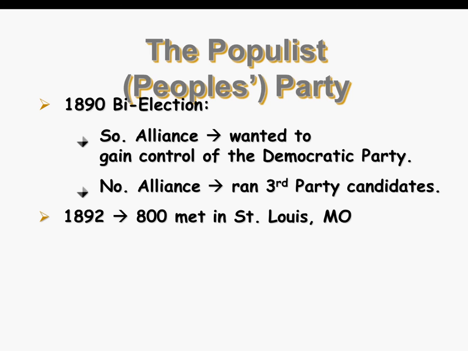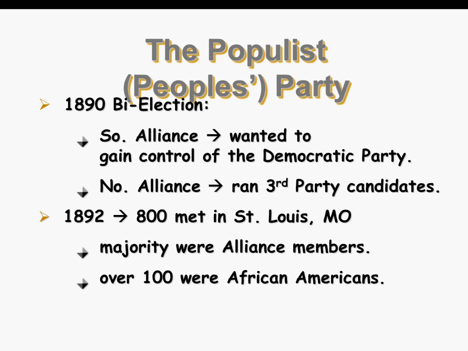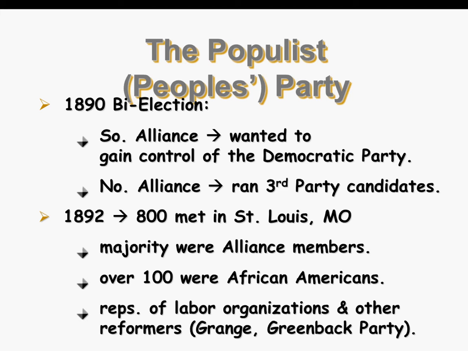In 1892, 800 met in St. Louis, Missouri. The majority were Alliance members. Over 100 African Americans were allowed to come to the convention. As far as representatives, they represented labor organizations and reformers. The Grange movement, there was still a remnant of that still existing, and the Greenback Party, which wanted to have more paper circulation of money.